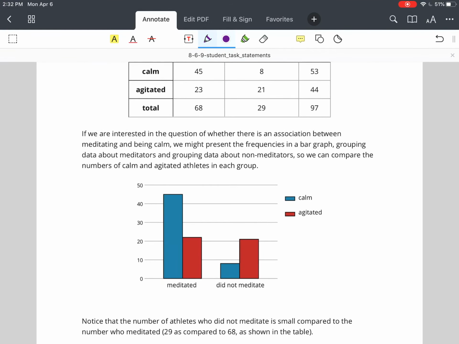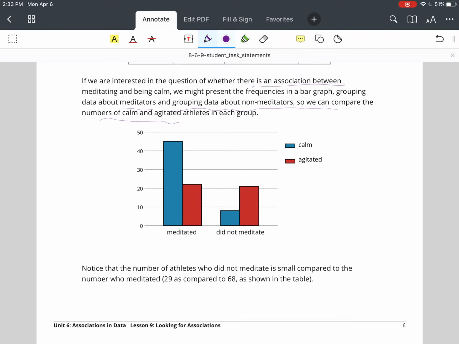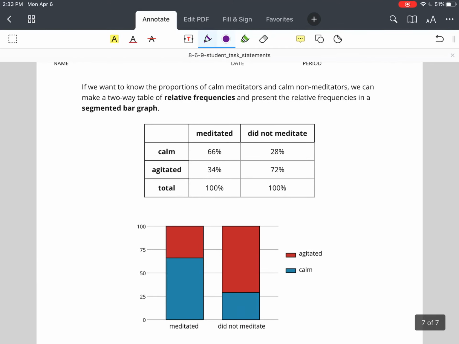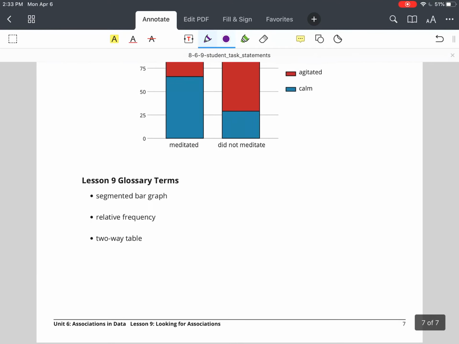If we're interested in the question of whether there is an association between meditating and being calm, we might present the frequency in a bar graph, grouping data about meditators and grouping data about non-meditators, so we can compare the number of calm and agitated athletes in each group. Notice, if you meditate, you're more likely to be calm. And if you do not meditate, you're going to be agitated. You're going to be like, bruh, why am I losing? So what do I recommend?